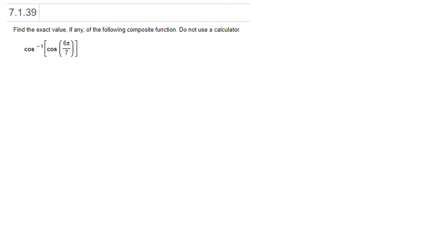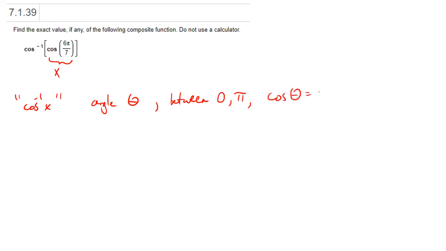All right, now we're looking at the arccosine of the cosine of 6 pi over 7. So let's just call cosine of 6 pi over 7 x. Remember, cosine corresponds to x values, so if I'm going to choose any variable to represent that, I'm just going to call it x. So then arccosine of x means an angle theta between 0 and pi. Remember, that's where arccosine is going to produce angles. And I want the cosine of theta to equal x. But remember, x was just the cosine of 6 pi over 7.